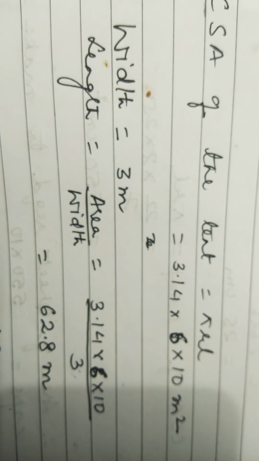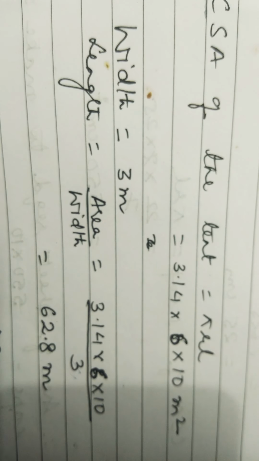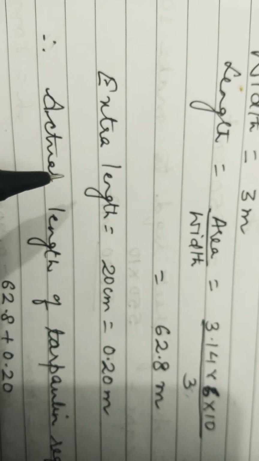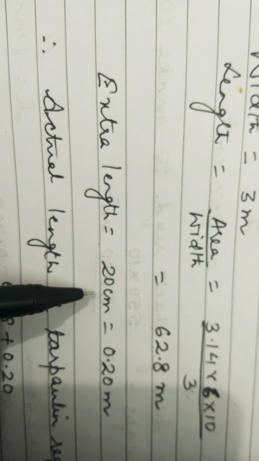Now according to the question, the margin is also given for stitching and wastage, which is approximately 20 centimeter. So first of all we will convert this margin, 20 centimeter, into meter, because the question is asked in terms of meter. So 20 centimeter will be equal to, we will divide by 100, we will get 0.20 meter.